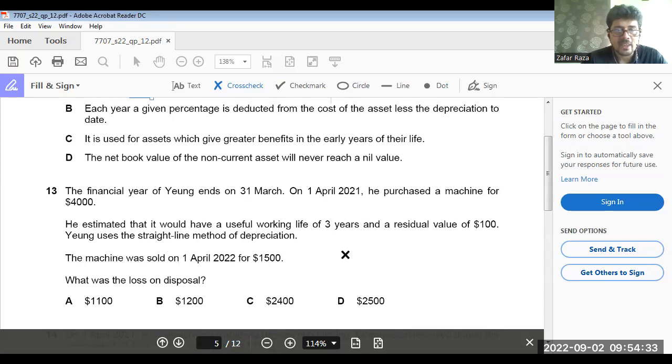Now, out of 4,000, after 1 year of use, he's selling. 4,000 minus 1,300, the book value is 2,700. He realized 1,500. So it means he sustained a loss of 1,200.